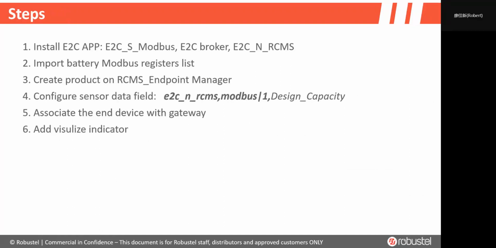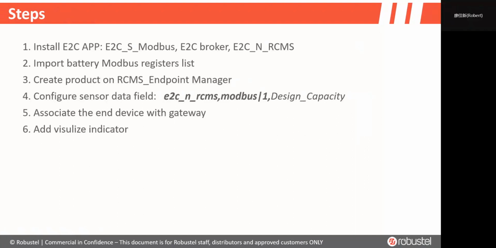Below are the following steps. The first step is to install the app endpoint manager used for application, actually, RCMS and E2C. The E2C includes southbound app, E2C broker, and northbound. For convenience, E2C broker has been installed in the system by default. In addition to installing the E2C app, please install the RCMS app, because in step 5, you need to associate a device that has been certified in RCMS.